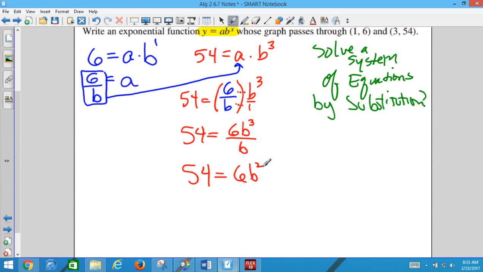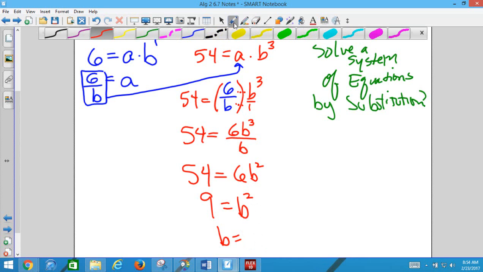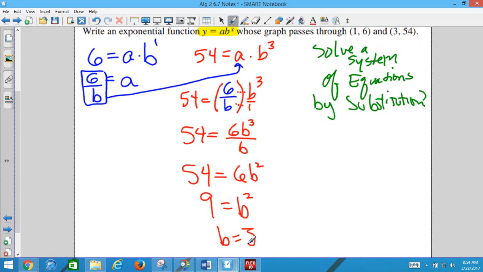And then we have to divide both sides by 6. We get 9 equals b squared. So b has to be, well really it's plus or minus 3, but we will not be getting any negatives for these today. So we're just going to reject the negative and use only the positive. All right, what do I have? B equals 3, yes?